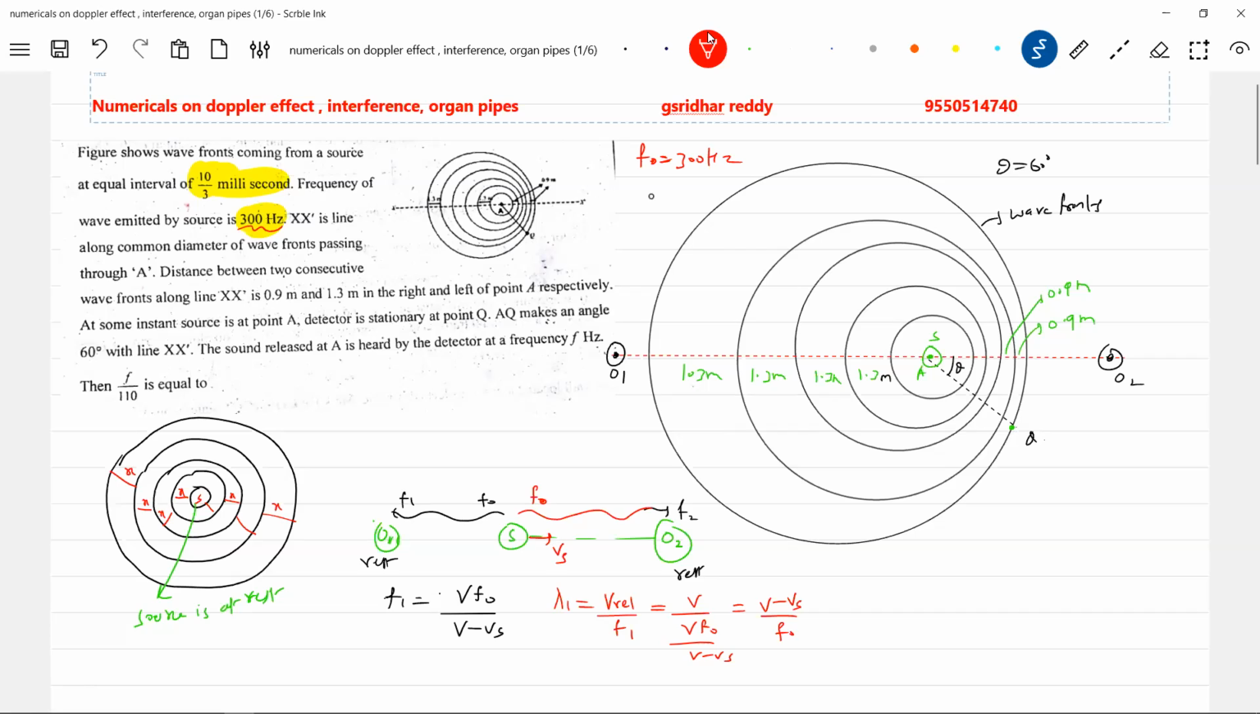Similarly, what is the wavelength of waves received by observer 2? F2 is equal to V f naught by, shall we make it plus? I think it should be positive. Okay, yeah, fine. And the source is approaching the observer in the second case. Second case, the source is approaching the observer.